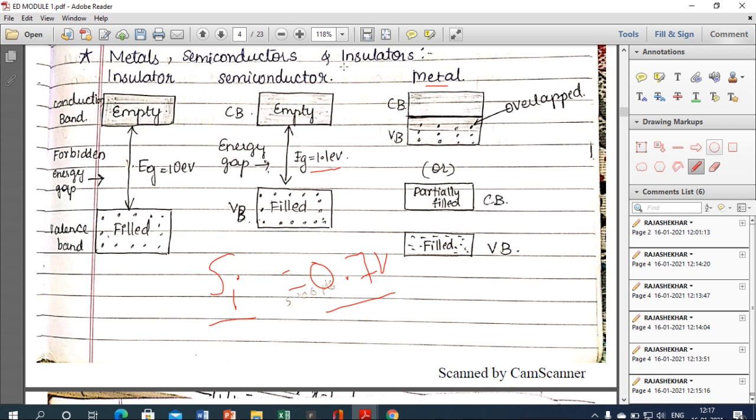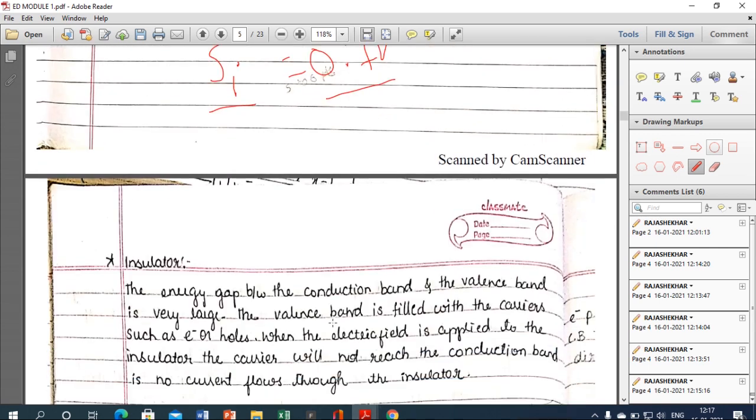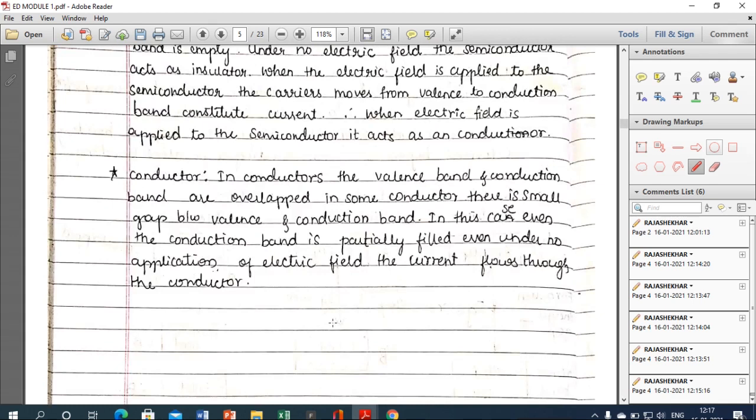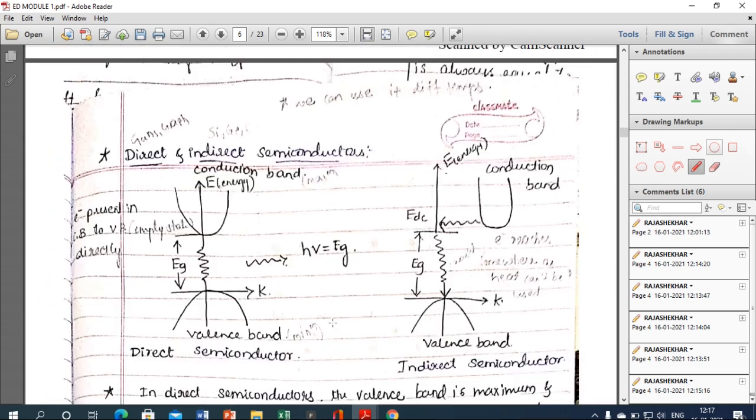Hope it is clear for everyone about these three topics. In the next class, just go through the explanation which is given here, because from Monday onwards we are going to start with offline class. According to the timetable, I will start directly from the next topic, that is direct and indirect semiconductors, in the offline class.